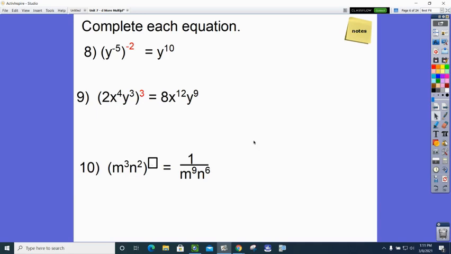Okay, how about this one? Did you realize it has to be a negative in order to get it to go to the other place and reciprocate? And then the m to the 3rd became an m to the 9th, and did you see a negative 3? So it would be m to the negative 9th, n to the negative 6, and to get them to not be negative, you would reciprocate them to the other place and make them positive exponents.